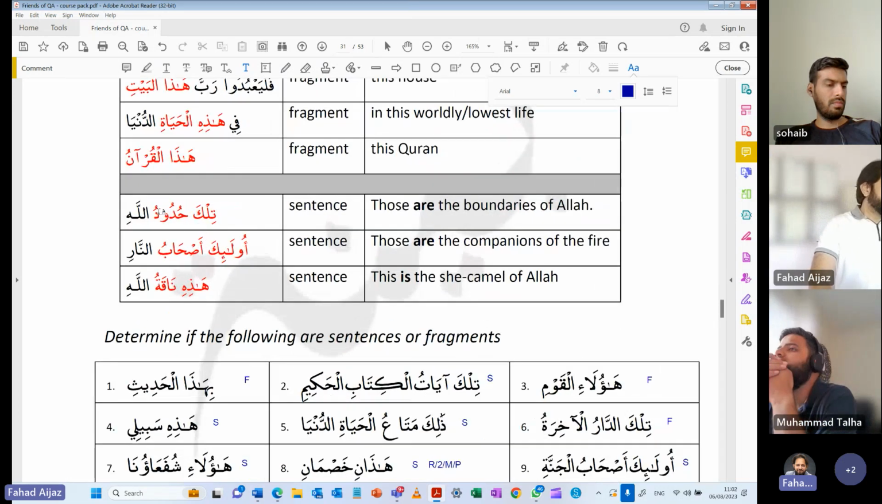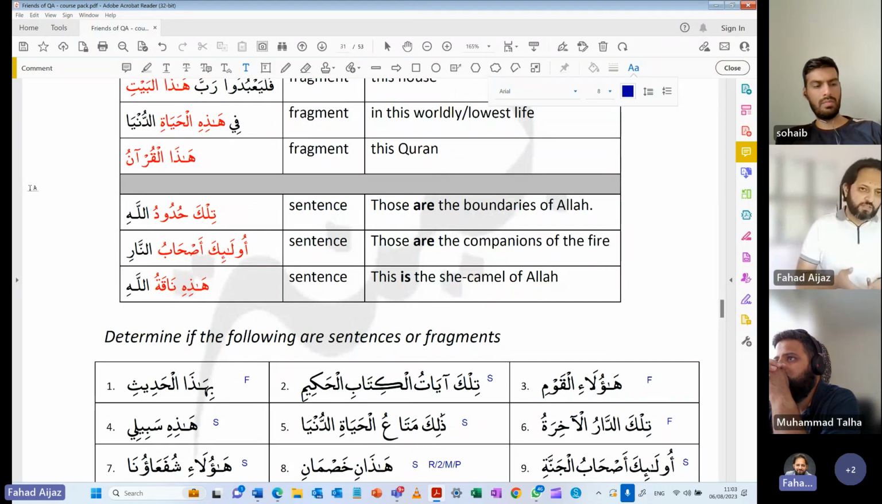Hudud means boundaries. Boundaries is a broken plural. Therefore, and because it is non-human, it is marked singular feminine. Okay? That's why it's tilka.